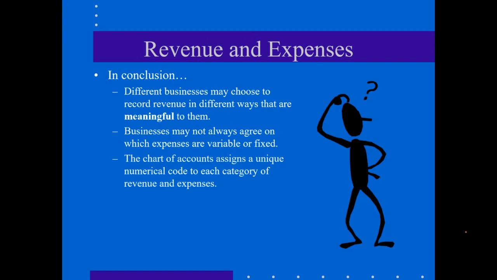Companies also have something called a chart of accounts that assigns a unique numerical code to each category of revenue and expenses. And the chart of accounts will vary from company to company. Once the chart of accounts is set up, then the company is obligated to stick with that format at least through one entire business year before they make any changes to it.